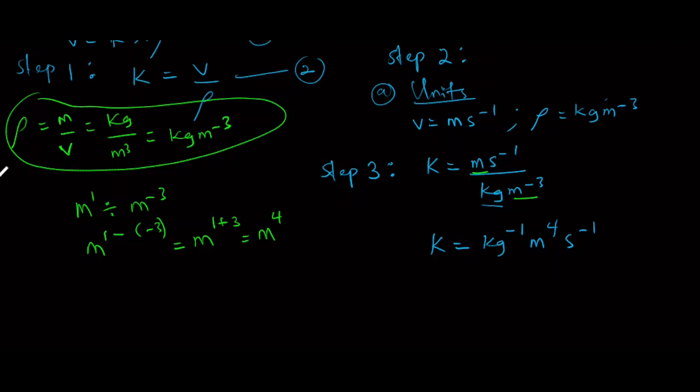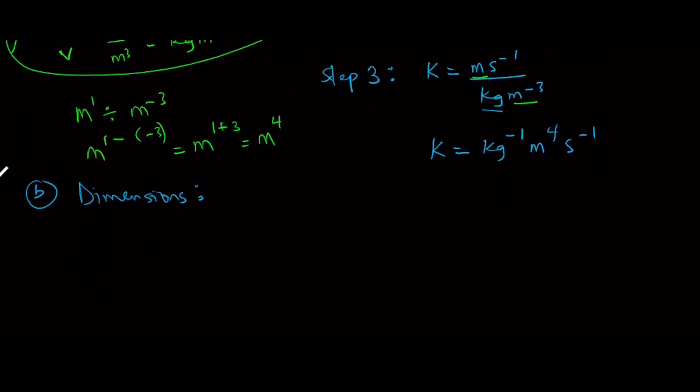Let's obtain the dimension as well. Dimension of the constant involved. What's going to be the dimension of this constant? Now, to work out the dimension, what is the dimension of velocity? The dimension of velocity is Lt raised power minus 1, while the dimension of density rho is equal to ML raised power minus 3. How do we obtain ML raised power minus 3?